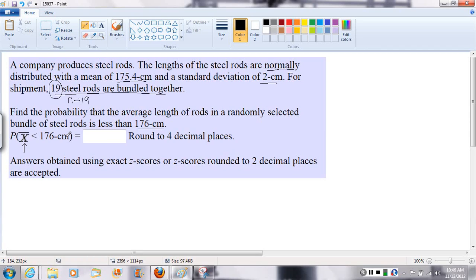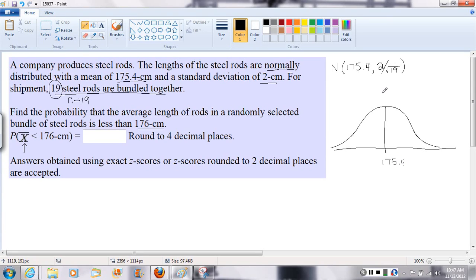So let's draw a picture of what we're talking about here. Let's draw out our normal distribution and fill in the given information. It's a normal distribution. The population has mean 175.4, so the sampling distribution of the mean will also have that mean. The sampling distribution of the mean will have a standard deviation equal to the population standard deviation divided by the square root of the sample size, so 2 over root n. We can fill in our mean, 175.4 here.